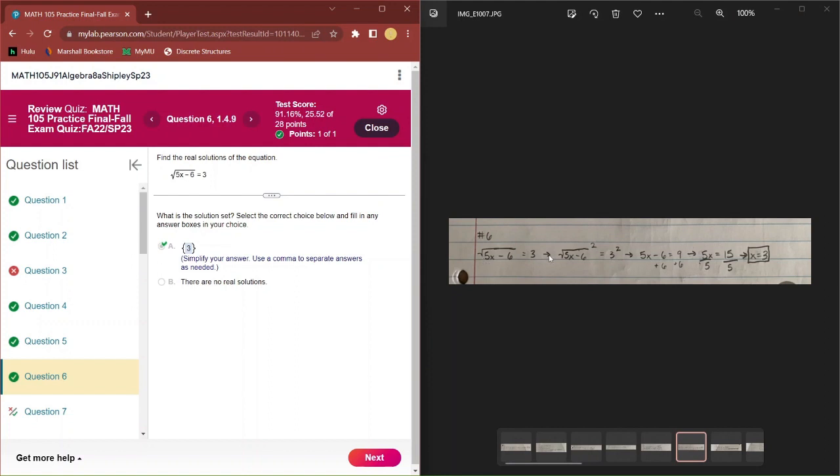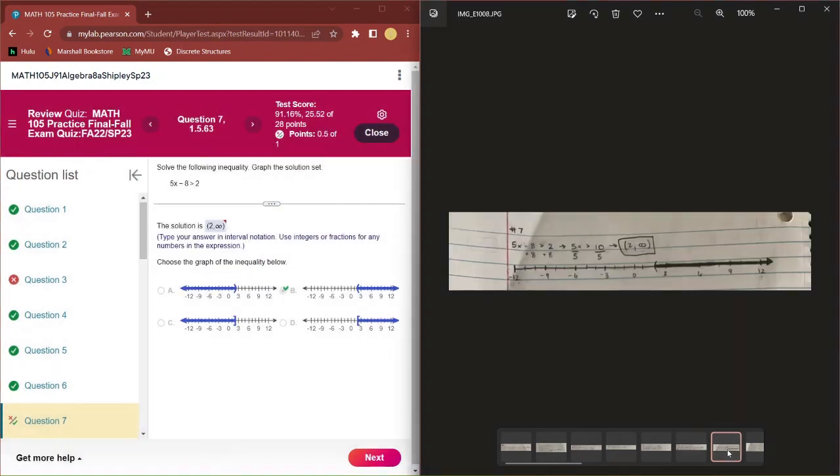So all you do is square both sides to get rid of the square root. You take it to the power of 2. So you get 5x minus 6 equals 9, and then you just solve for x and get x equals 3. All right, question 7. It's an inequality. You can just solve it like it was an equal sign here. So you just add 8 and then divide by 5, and you get x equals 2 is where the boundary is.